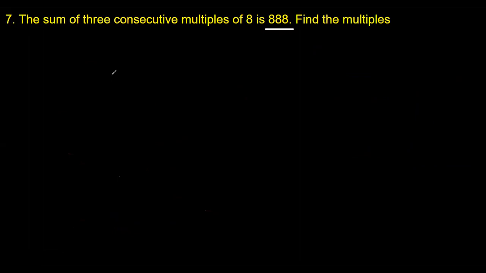Just for example, one of the multiples of 8 is 16, right? If I'm talking about the consecutive multiples, the next should be 8 times 2 is 16, 8 times 3 is 24, and 8 times 4 is 32. So 8 times 2, 8 times 3, 8 times 4. So these are three consecutive multiples. But their sum is not going to be 888, right?